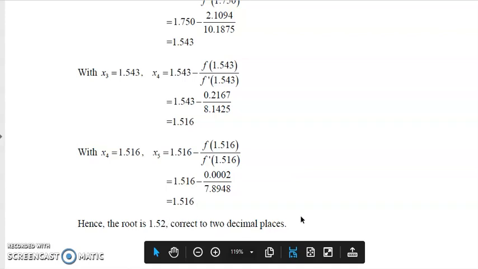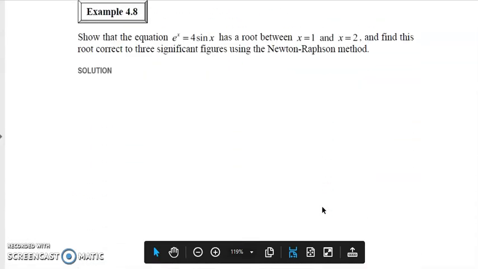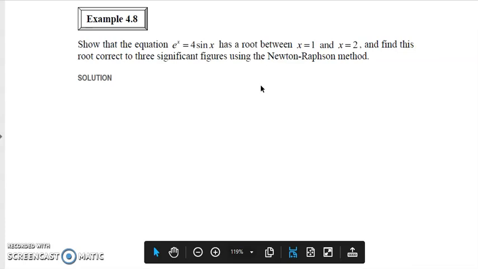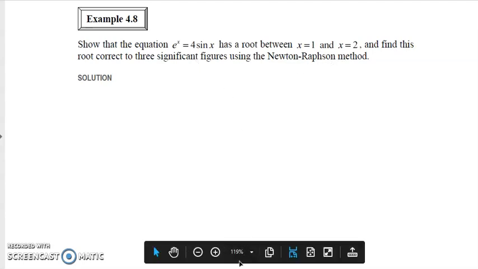So then the next one, we have another example. Okay, please stop the video and try to do it on your own first. I'm going to explain later. Okay, example 4.8: show that the equation e power of x is equal to 4 sin x has a root between x is equal to 1 and x is equal to 2. Find this root, correct to three significant figures, using the Newton-Raphson method.